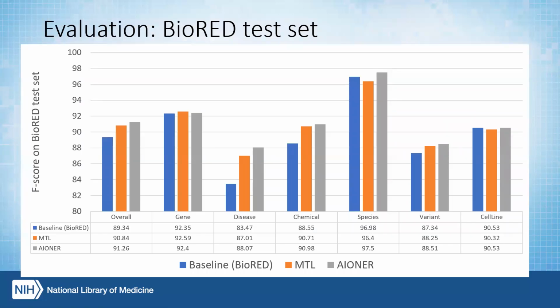We compare AIONER against the baseline of training on only the bio-read training data and also multitask learning. Evaluation on the bio-read test set demonstrates performance improvements against the baseline on all entity types. AIONER also outperforms MTL for all entity types except genes, with MTL's performance even dropping against the baseline for species and cell lines, suggesting that the performance improvement of MTL is indeed somewhat task-dependent.